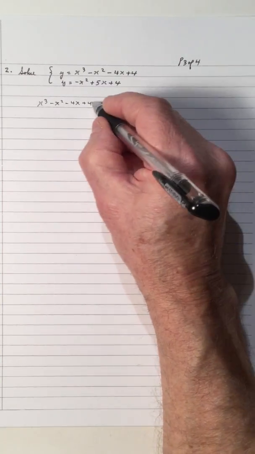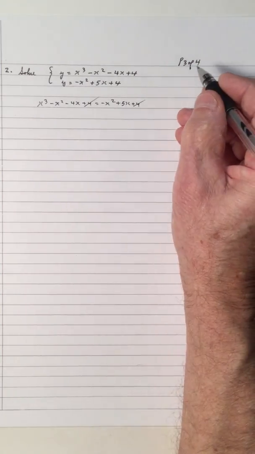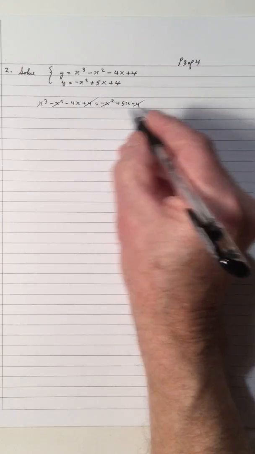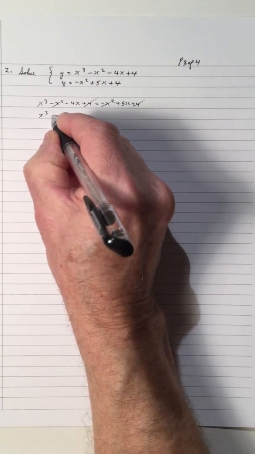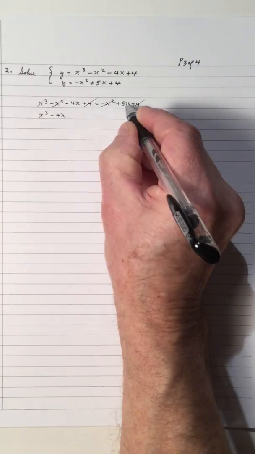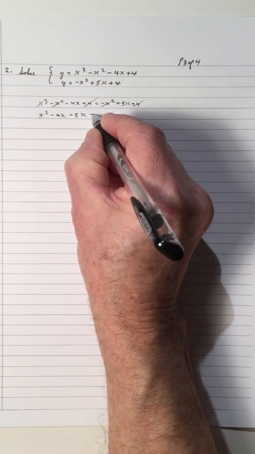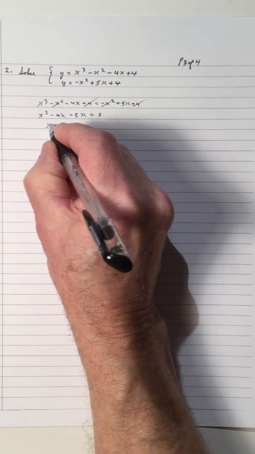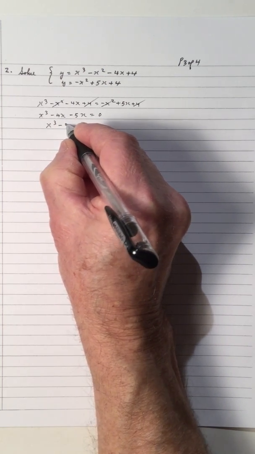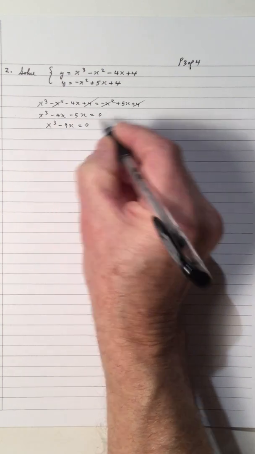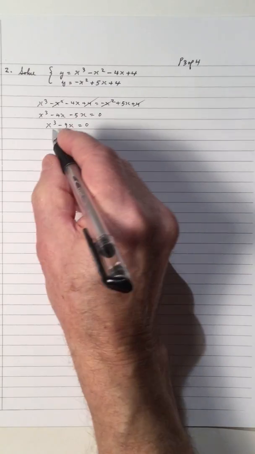And notice that the 4 is on each side, so I can cancel out. Notice the x squared is on each side, I can cancel them out. And I got an x cubed minus 4x. The plus 5 moves over to become a minus 5 equal to 0. That gives me x cubed minus 9x equals 0. And I'm going to solve.